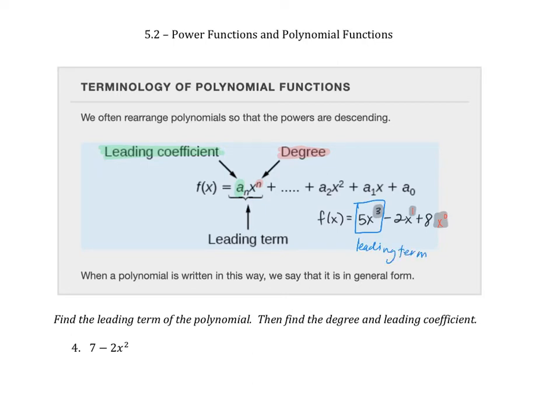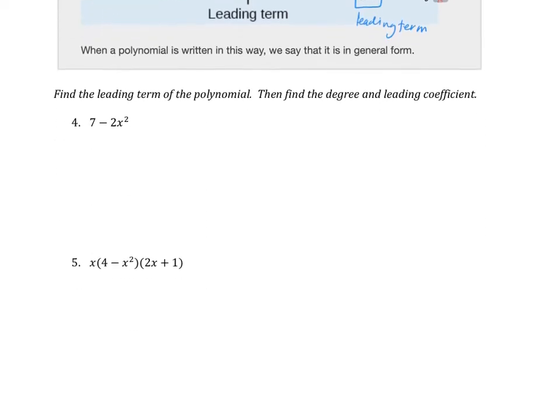So the degree of this polynomial would be 3. The leading coefficient would be 5. So we're going to be looking for those on the next few examples. The leading term is very important. You should be able to pick this out because it's going to tell you some stuff about the end behavior of the graph. So it's going to tell you an important part of graphing when you're trying to graph these.